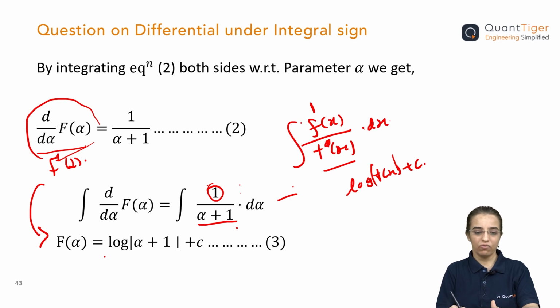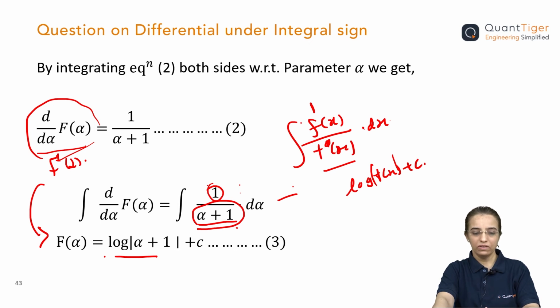So we can apply this formula, so it will be log of f of x. In our case f of x is alpha plus 1, which we will be writing in the modulus sign, and c is obviously the integration constant, because we did integration, so that will be there. We will call it equation 3 here.